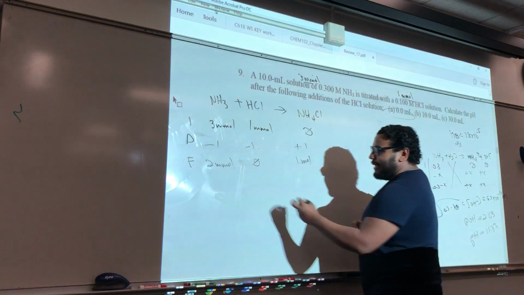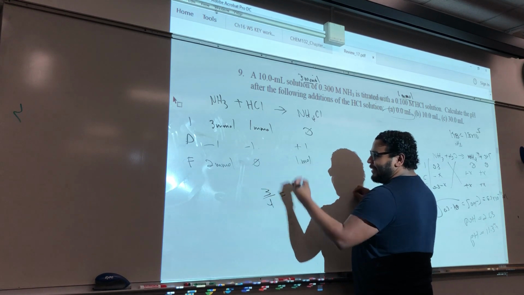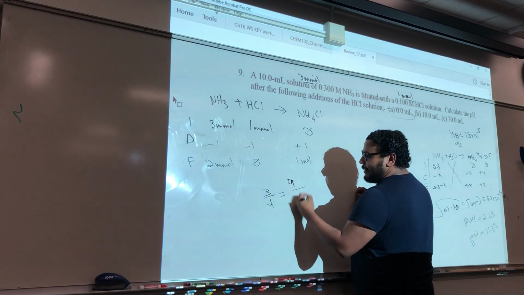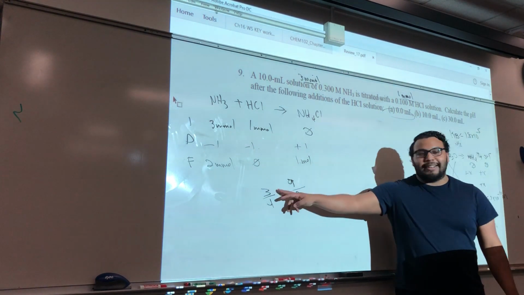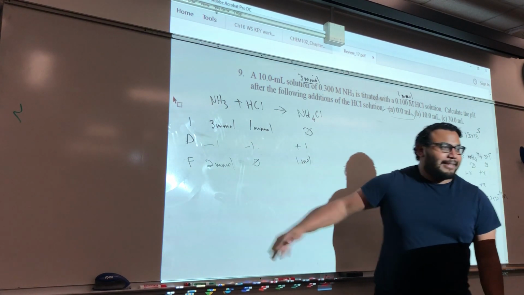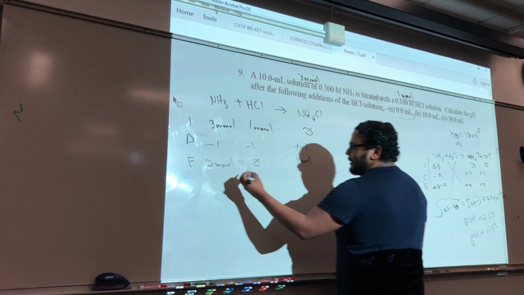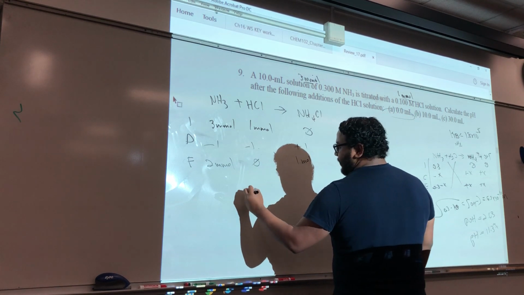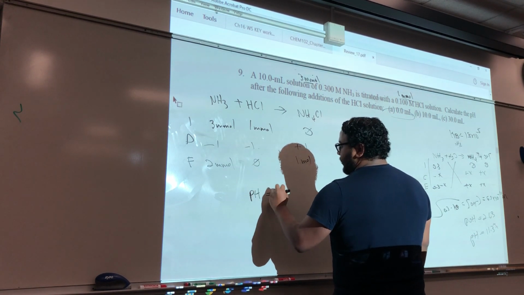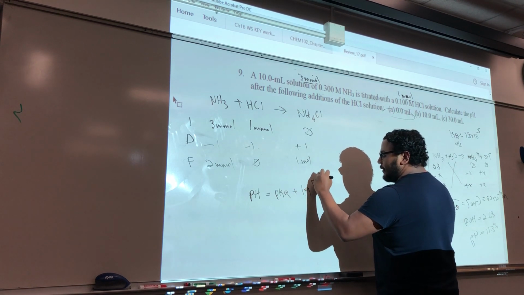So meaning 3/4 is the same thing as 0.3 over 0.4, or 9/12. Do you see that? I just multiplied them by a common number. So once you've reached this stage, you don't necessarily need to do that, but it's good practice, right? So then the pH is equal to pKa plus the log of our concentration of B over A.